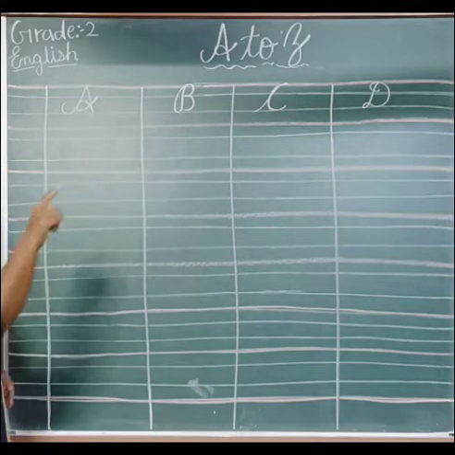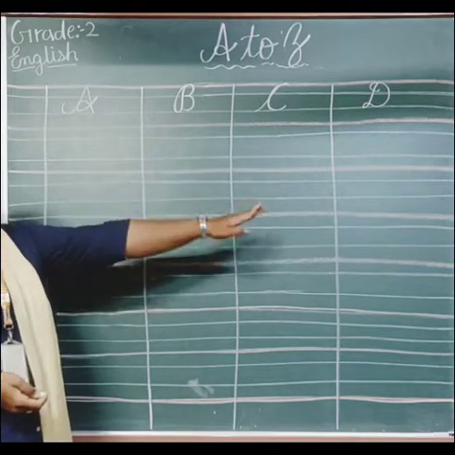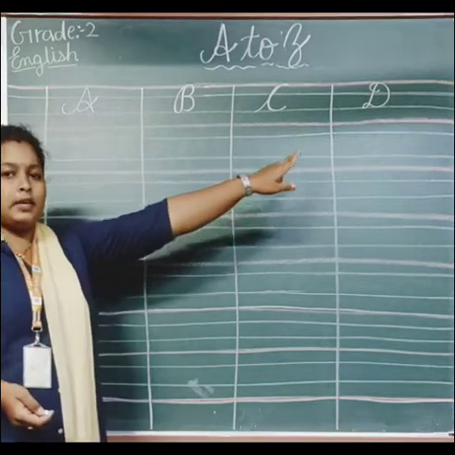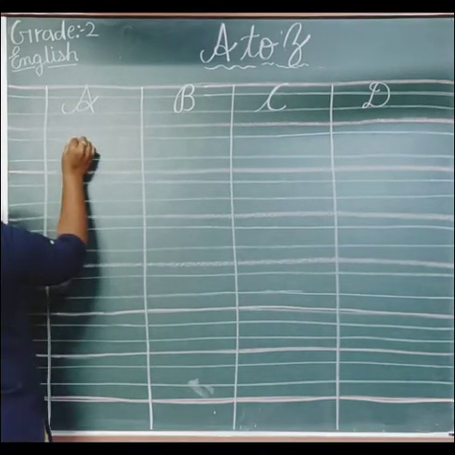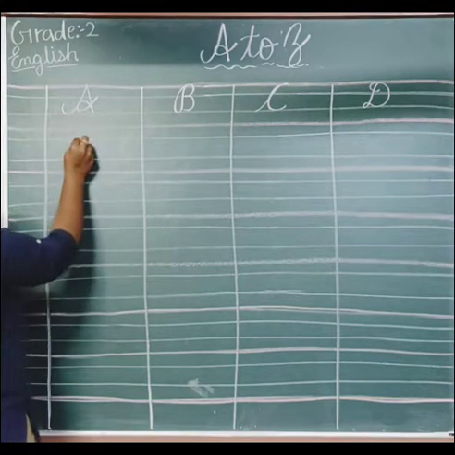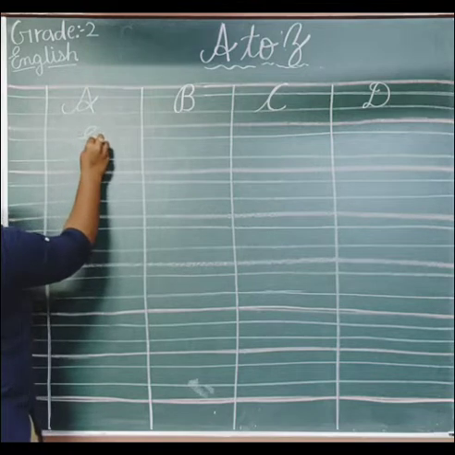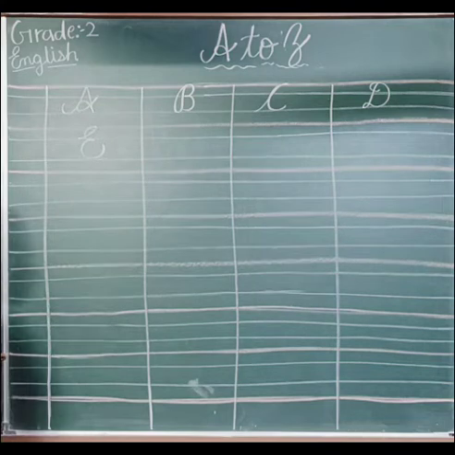Move to the next line. As I taught you, we will write four letters in one line. So in the first line, A, B, C, D. Then now move to the next. Now the upper blue line, we have to start from there. Go to the red line, come back to the other blue line and again this. This is called capital E.